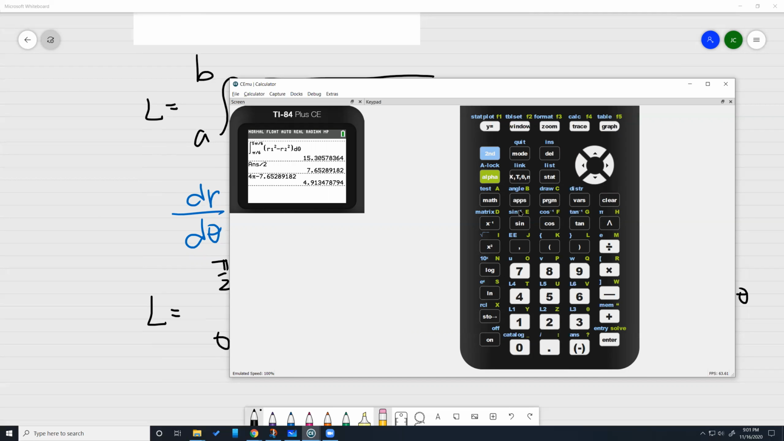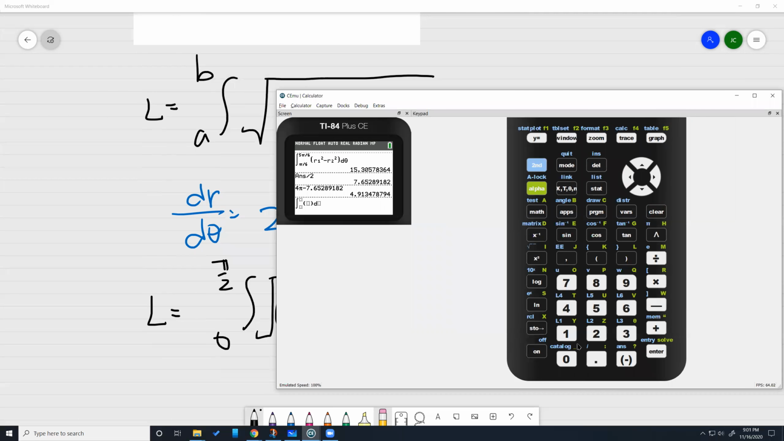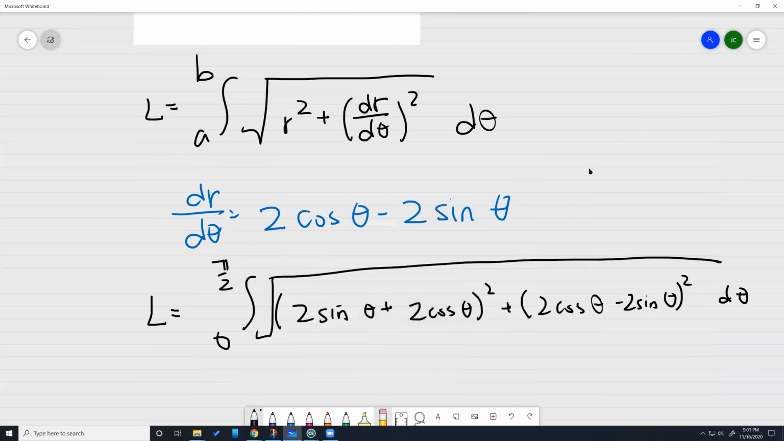Dang it. Try that again. Wait a second. Square root, y-vars. Plus. The answer is 4.443 roughly.